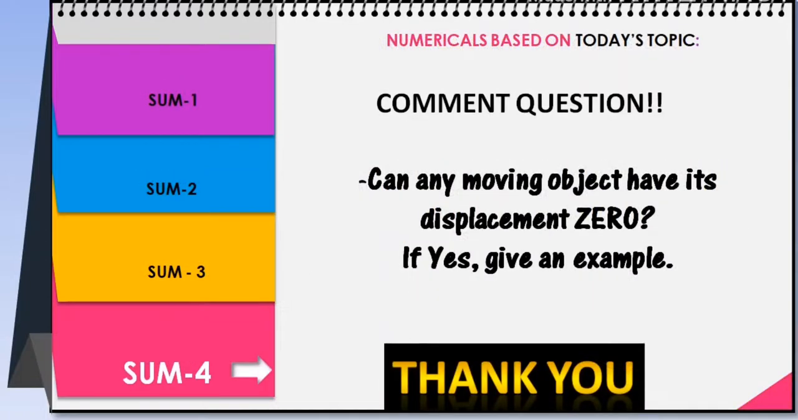Moving on to the last part of this video, that is the comment question. You have to give the answer in the comments. The question is, can any moving object have its displacement 0? If yes, give an example in which the object has moved but the final displacement is 0.